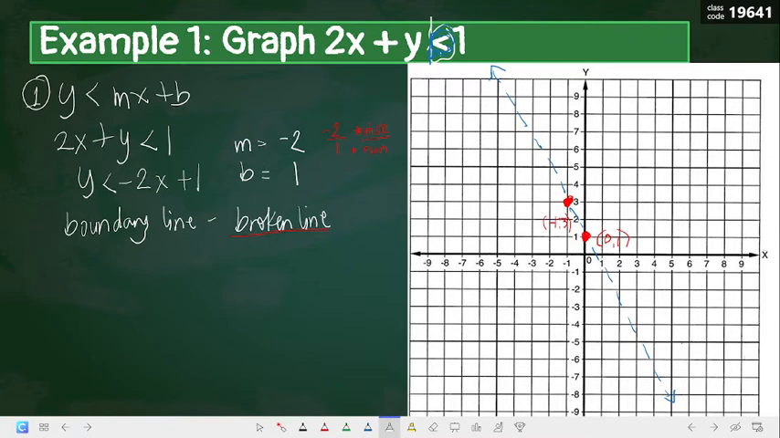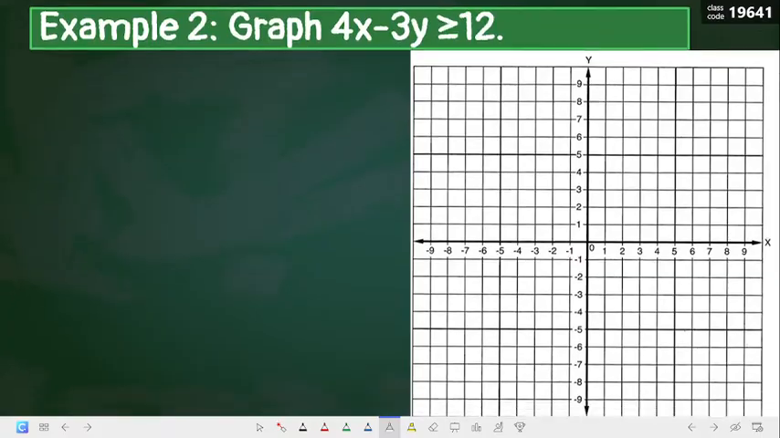Ang number 2 pala natin is the test point. So, ang gagamitin nating test point ay 0, 0, and then, kukunin natin yung original inequality, which is 2x plus y less than 1. Then, substitute natin yung 0 sa x and y. So, we have 2 times 0 plus 0 less than 1. 2 times 0, that is 0.